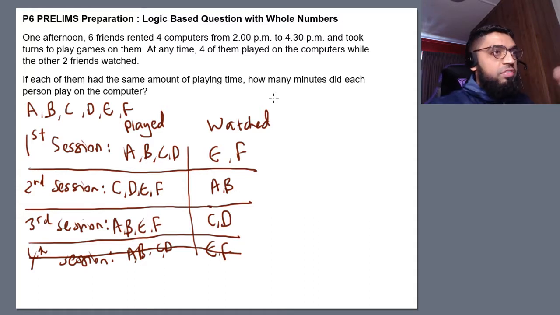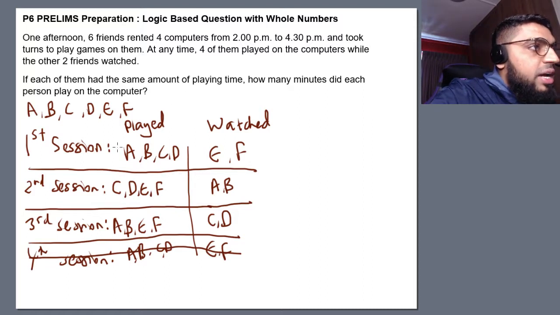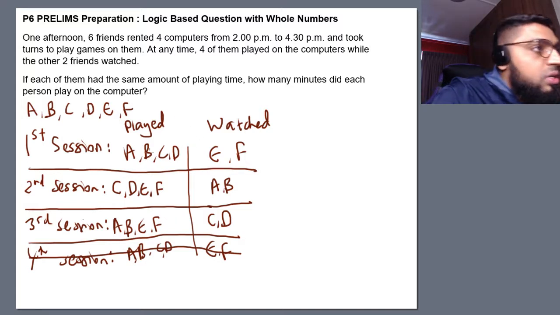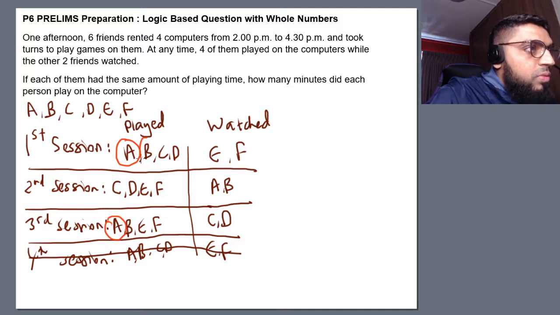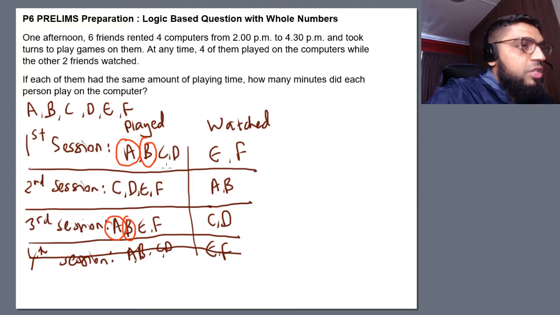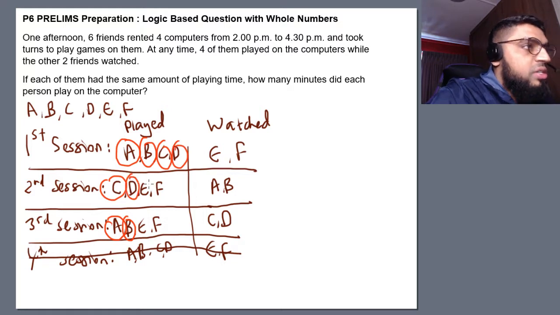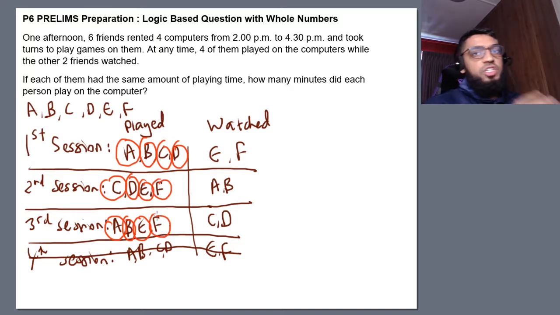For example, the first one E and F watch, second one A and B watch, third one C and D watch. As you can see from these 3 sessions, each of them will play an equal amount of time. A, for example, plays here and here. B also twice, in this session and this session. C also twice, first and second. D is also twice, first and second session. E and F also twice, second and third. So each of them has an equal number of sessions played.